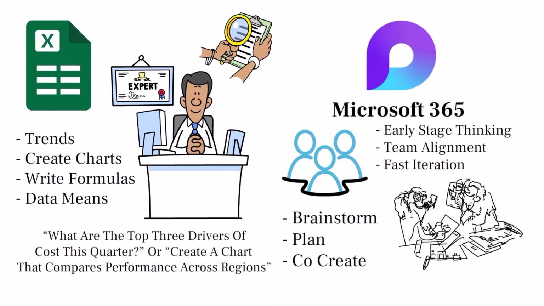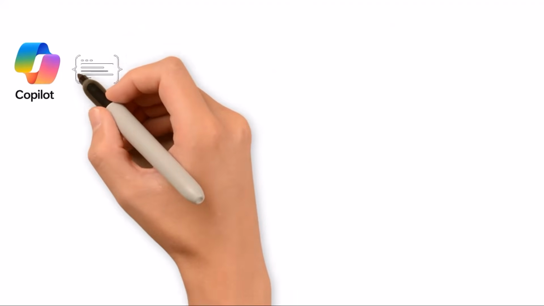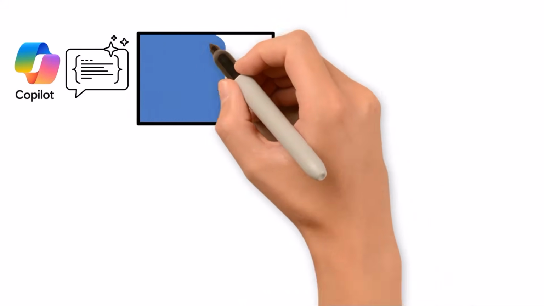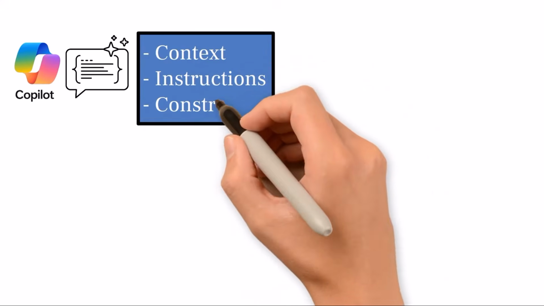So now that you know where Copilot lives and what it can do, let's talk about how to interact with it. Copilot works best when you give it clear, structured prompts. You'll get the strongest results when you include three things: context, instructions, and constraints.